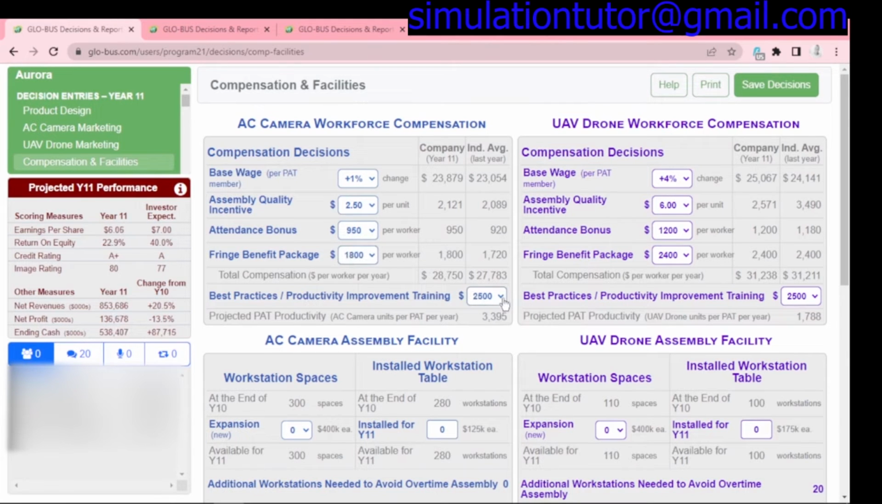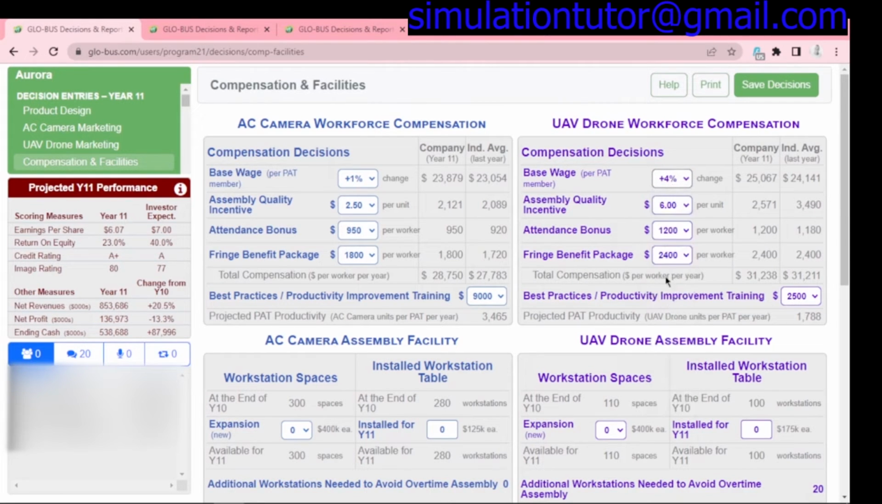For the best practices training, you always have to choose the figure that gives you the highest EPS. So I think I'll just change this. I think the highest EPS is 6.08, so I can just max it up to 6.08. I don't see a problem with that. And I'll do the same for the UAV drone segment.